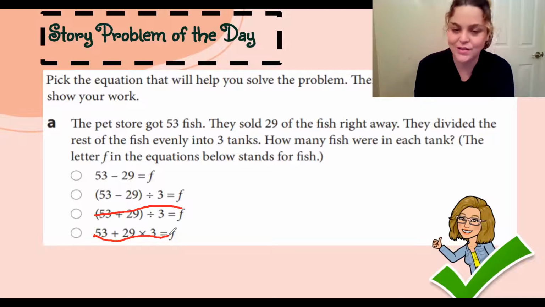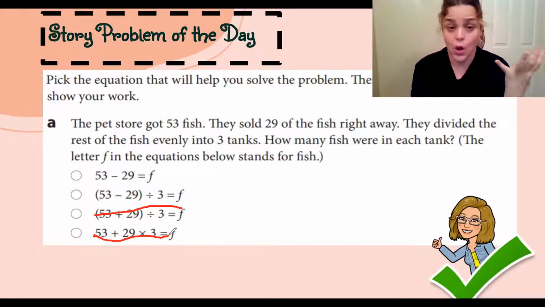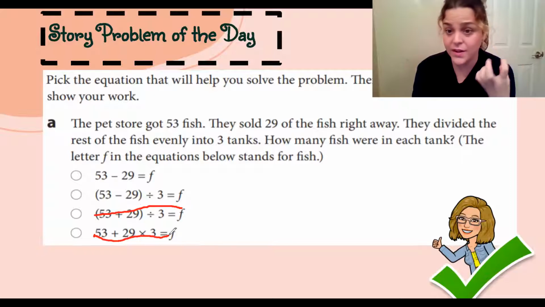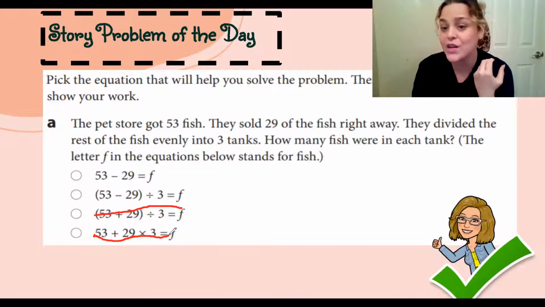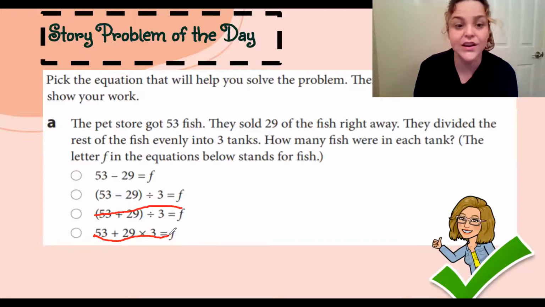Now I'm going to read the rest of the problem. They divided the rest of the fish. So whatever is left from 53 minus 29, they divided the rest of the fish evenly into 3 tanks. How many fish were in each tank? The letter F in the equation below stands for fish.